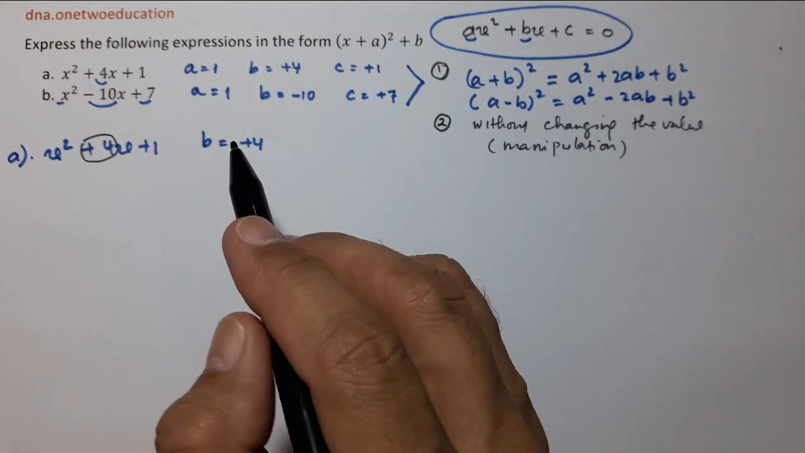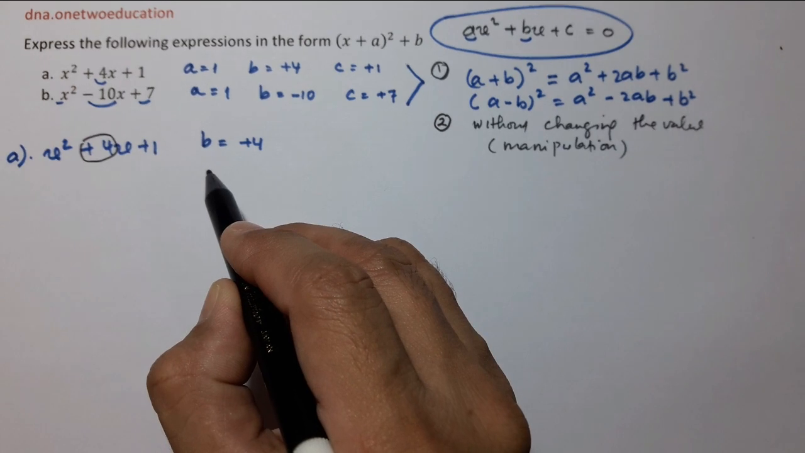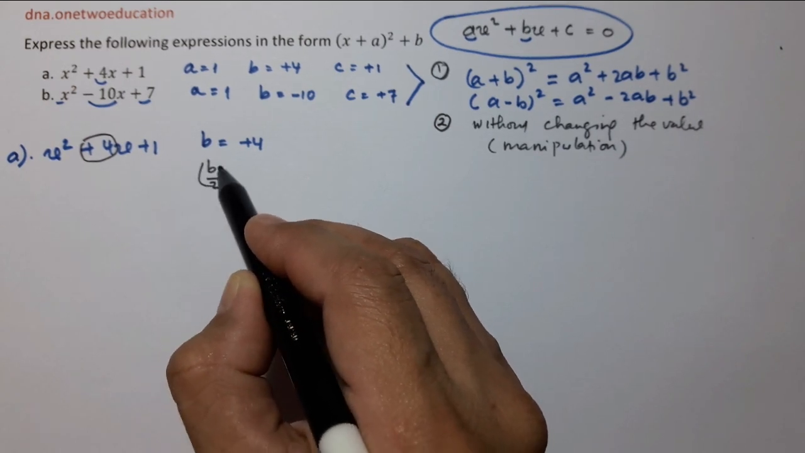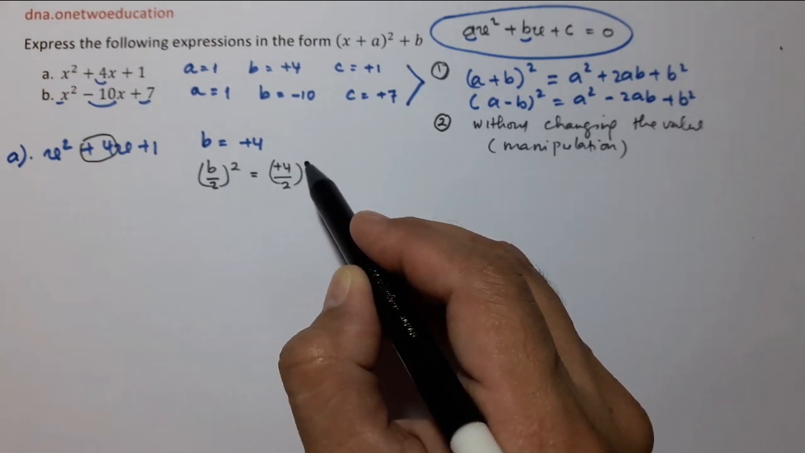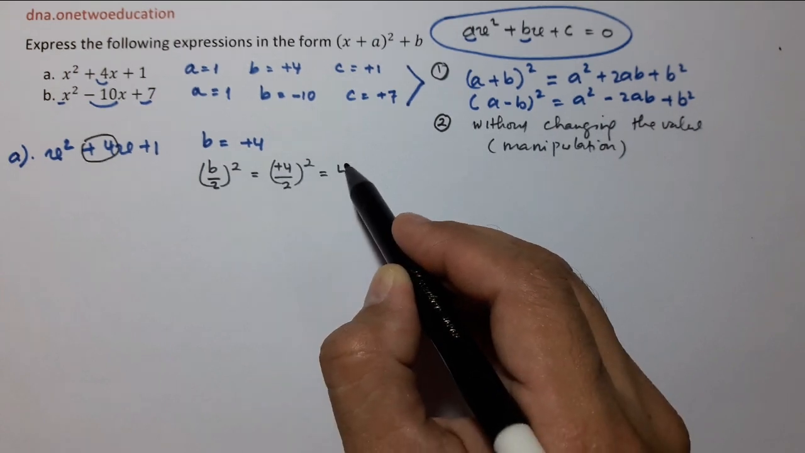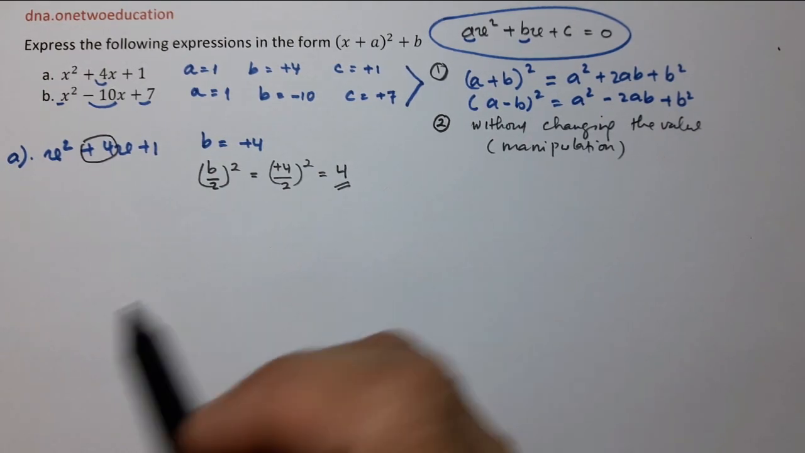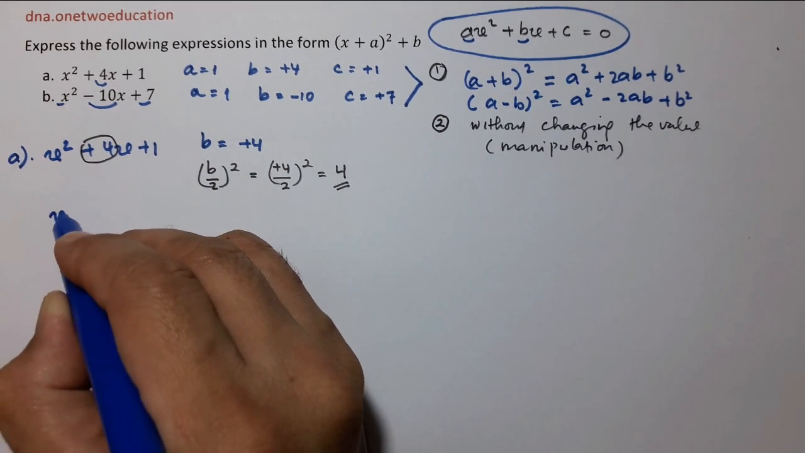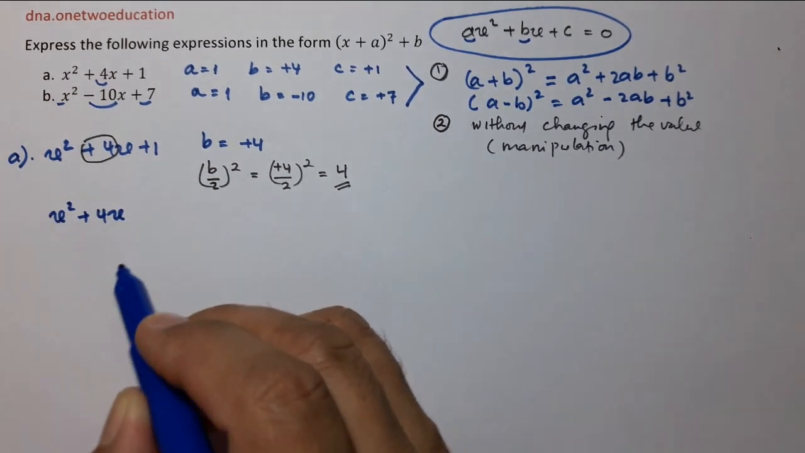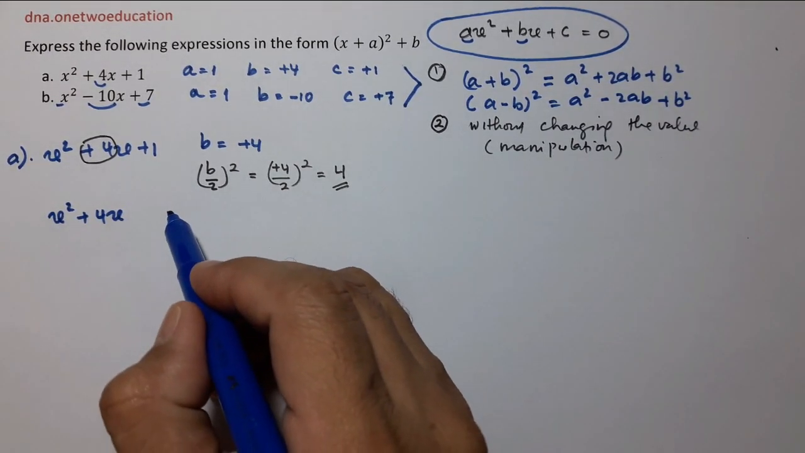Once again, please review the step that I mentioned before on my slide or my video. You have to find (b/2) squared. Positive 4 over 2 squared, automatically you get 4. Now we have (b/2) squared equals 4. Students, write again, copy this one: x squared plus 4x, and then try to separate this constant. Let's say right here, positive 1.